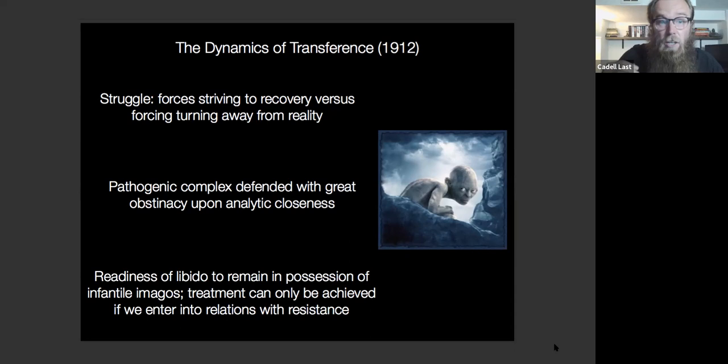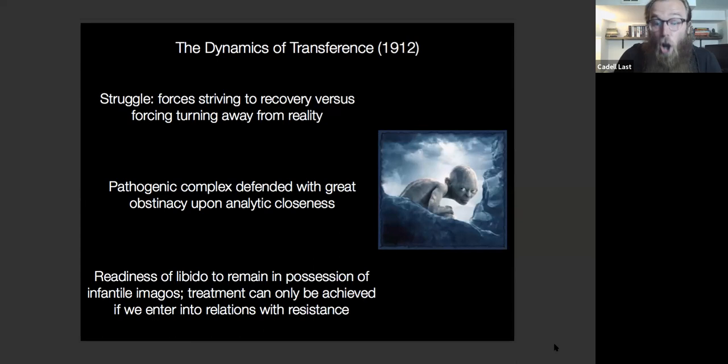If any of you know people in your life who have become very introverted into themselves, whether through video games or basically turning away from the world and hiding in their room, there are forces that want to recover and there are forces which are going to try to continue guarding their turn away from reality. And that's the pathogenic complex, which Freud says is guarded with great obstinacy when it's brought to analytic closeness. That being, when you point out to them, say with Gollum, you're holding really tightly onto that ring of power there in your cave. As soon as it's brought to closeness analytically, it is guarded with great obstinacy.